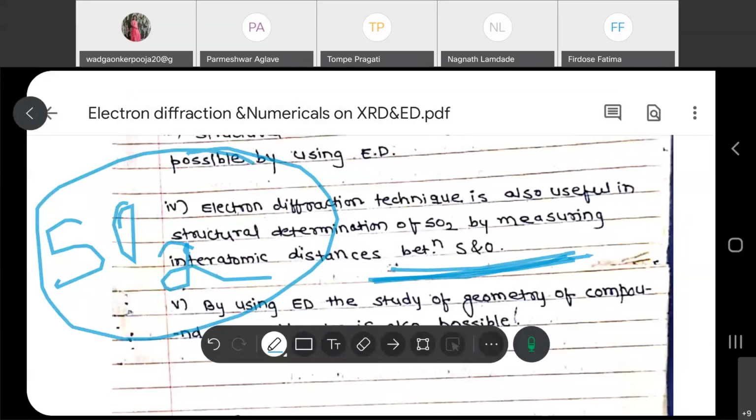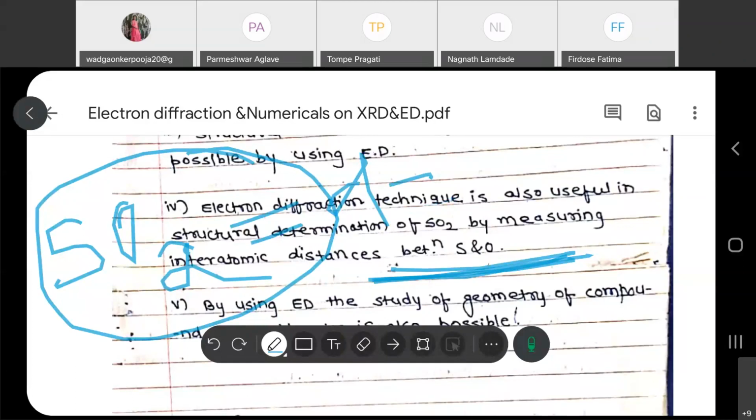Virial equation. Yes, it is by using the virial equation. By using the virial equation, you can calculate the D, and that D is helping you to determine the structural determination of SO2. It is a very famous example of a molecule whose structural determination has been proved by ED, that is electron diffraction.